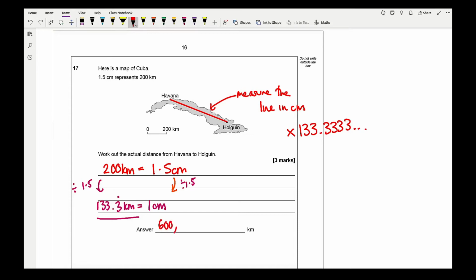600, 613, 626, 627, 640, or 653. Now, you may have got some decimal numbers, but as long as your answer is relatively close to those, you're going to be absolutely fine to get full marks. But they're definitely looking for somewhere in your working out 133.3 recurring being representative of 1 centimeter.